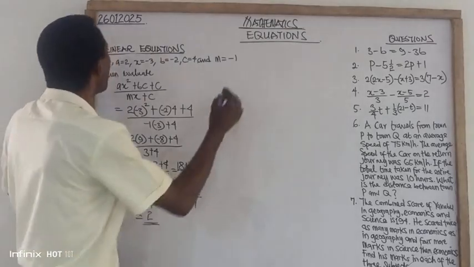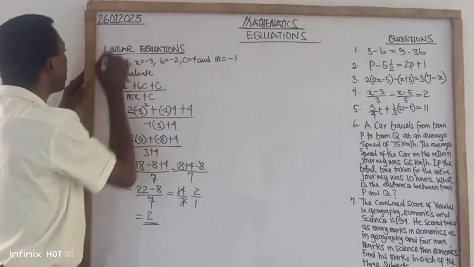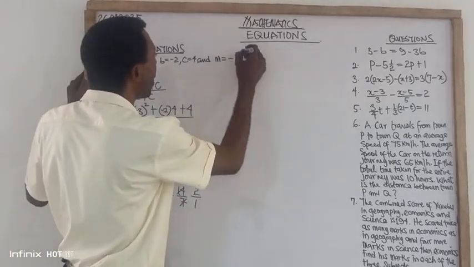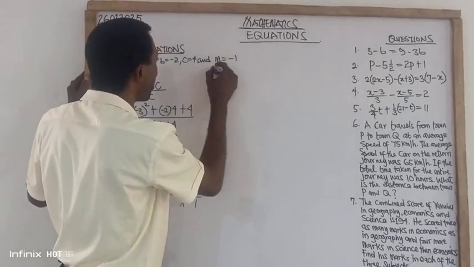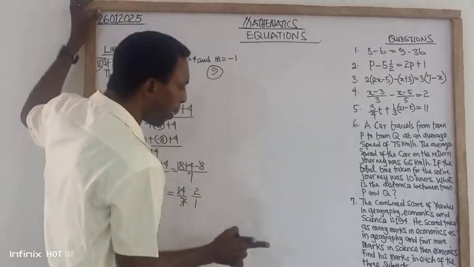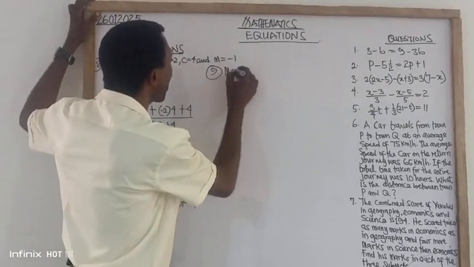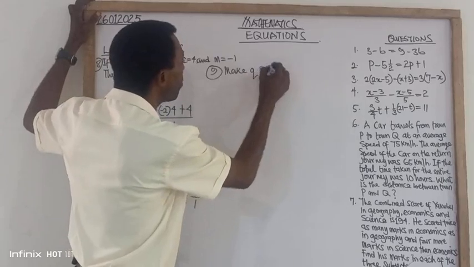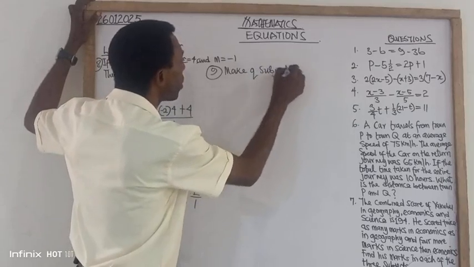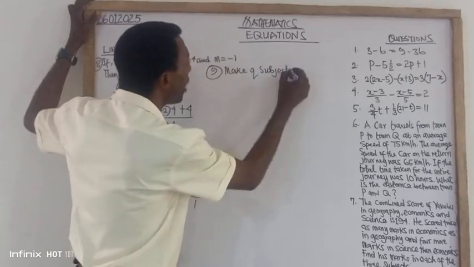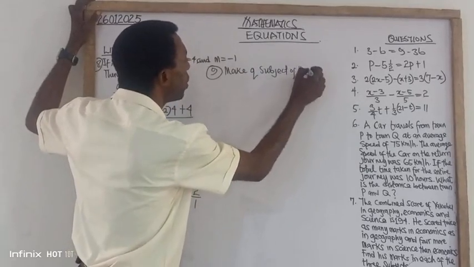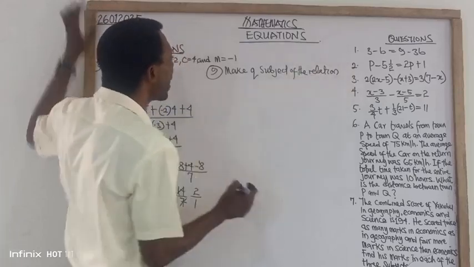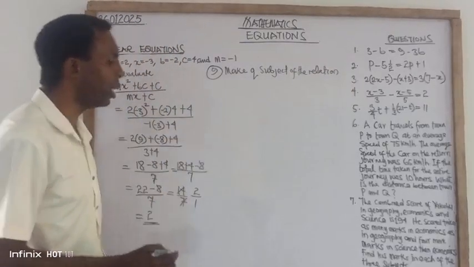Then we go to number 9 question. This question is number 8. Then number 9. I will write that number 9 here. Number 9 says, make Q the subject of the relation.